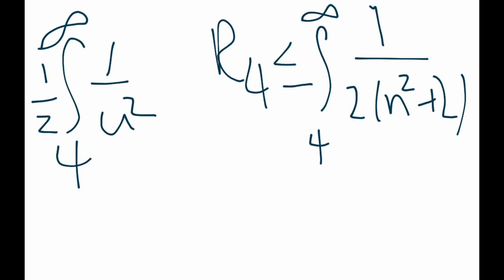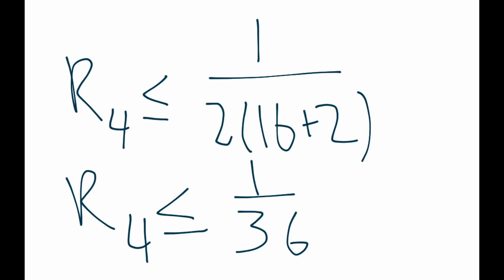That means the remainder of the first 4 terms will be less than or equal to the integral from 4 to infinity of 1 over 2 times (n squared plus 2). To solve this, we need to plug n equals 4 into the integral. We get the error of the first 4 terms is less than or equal to 1 over 2 times (16 plus 2), which means the remainder of the first 4 terms is less than or equal to 1 over 36.